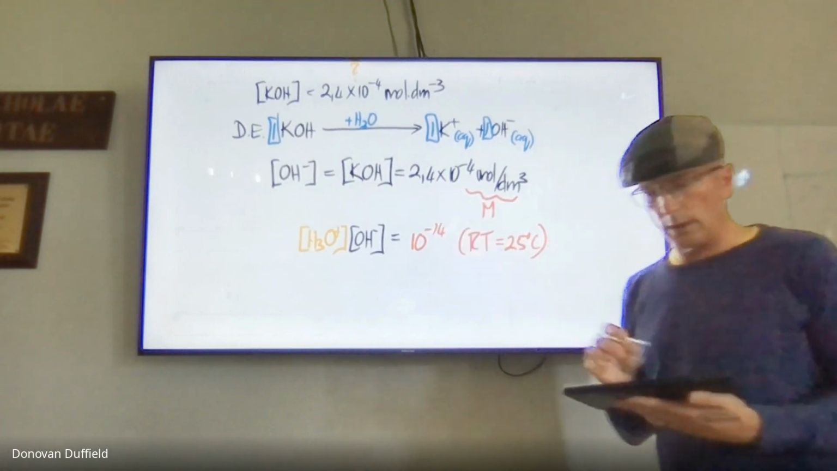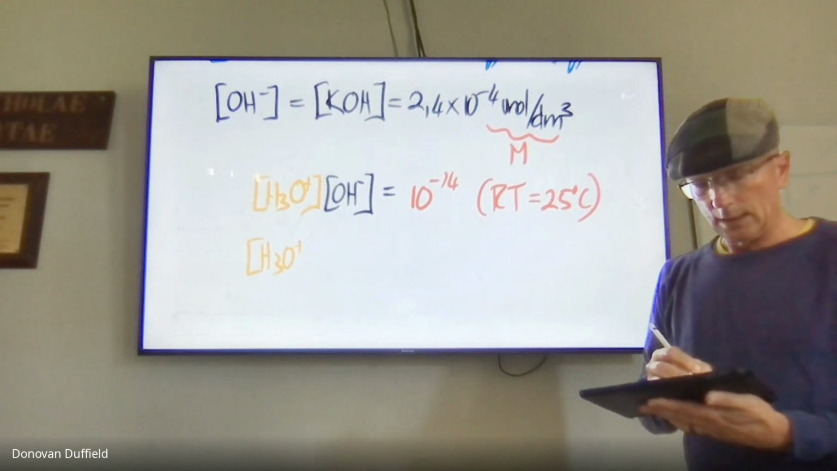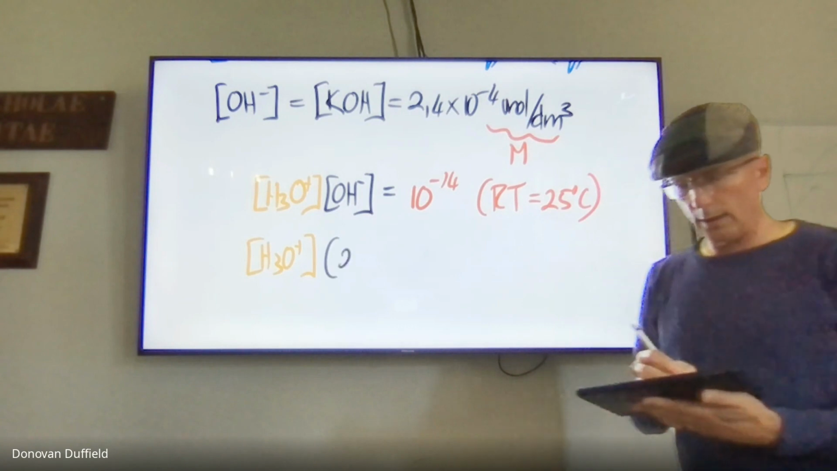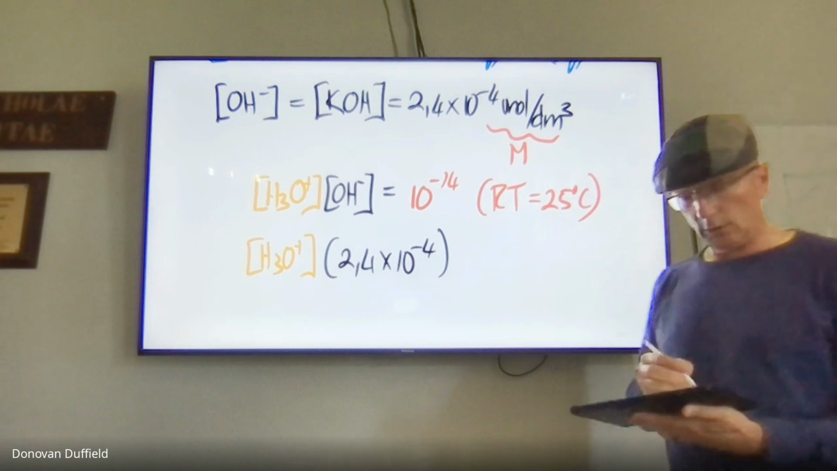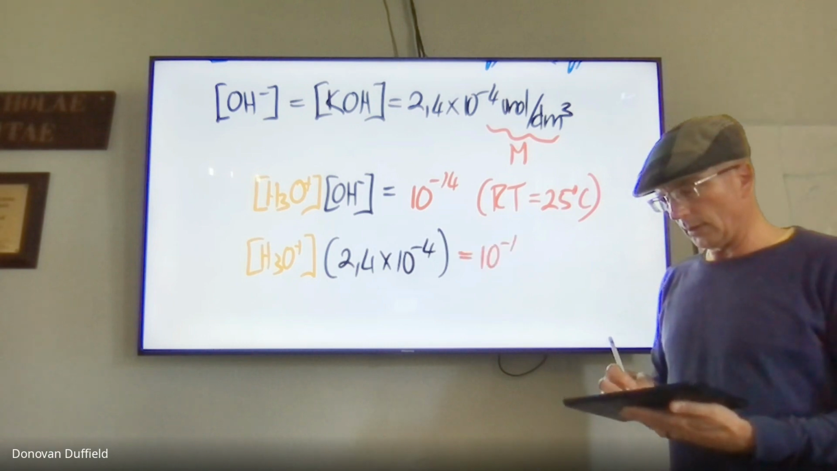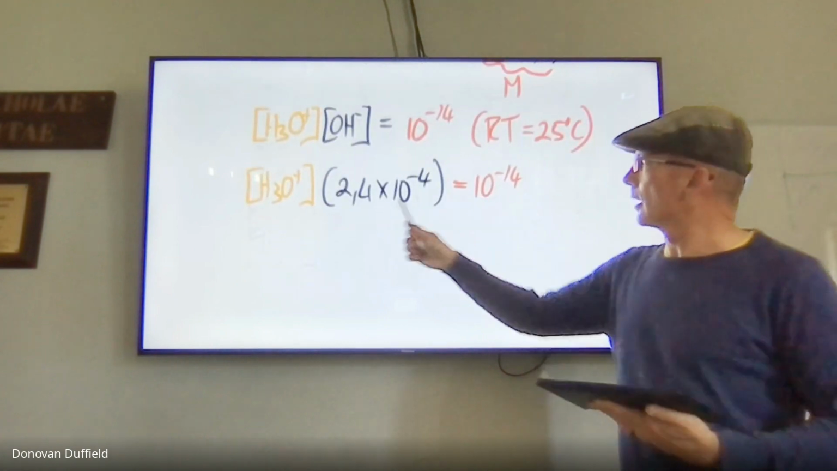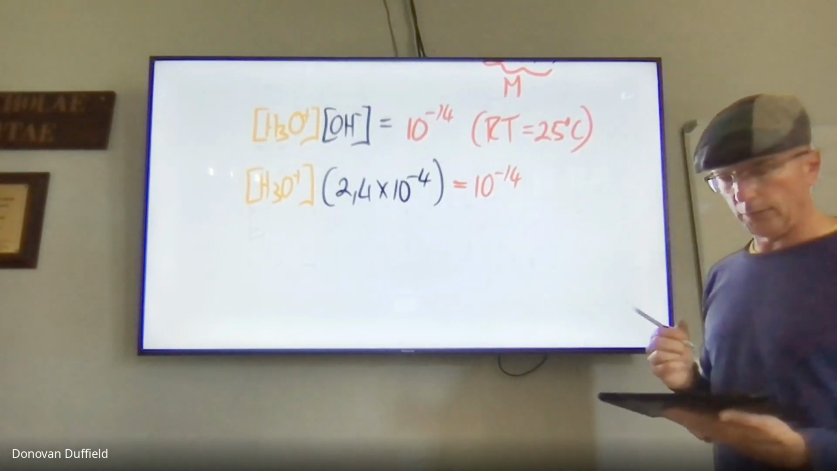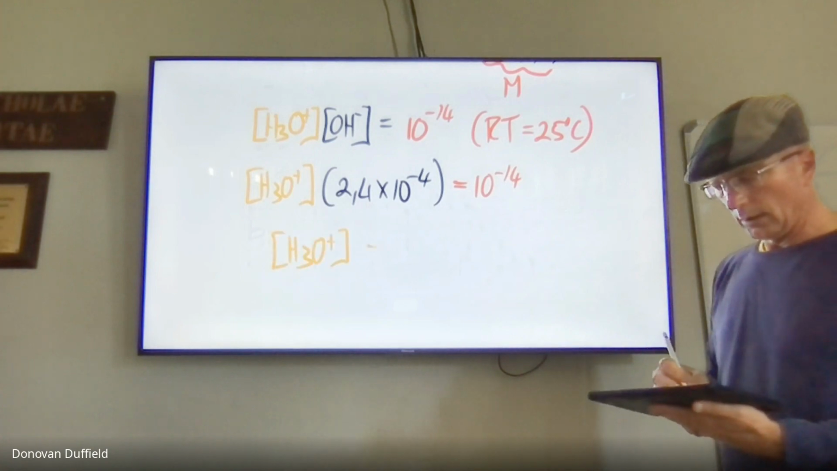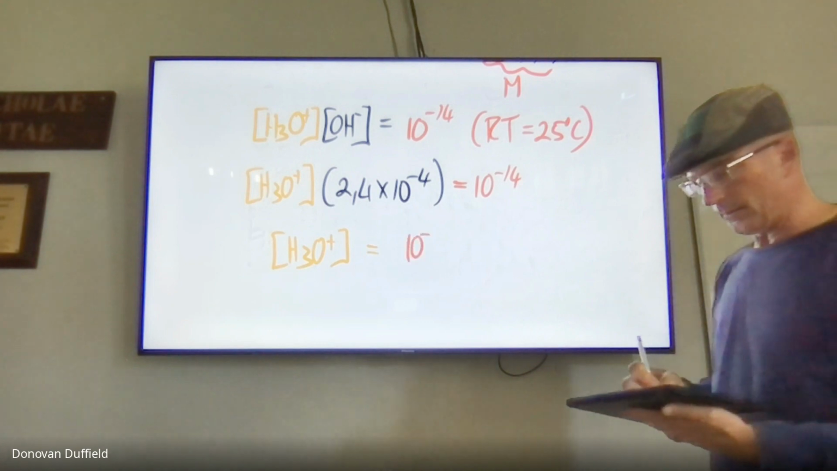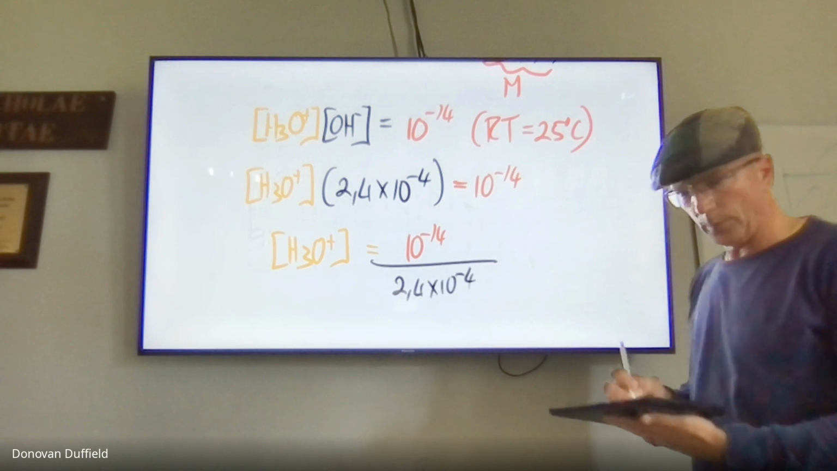We know what the hydroxide ion concentration is, so we can say the hydronium ion concentration multiplied by the hydroxide ion concentration, 2,4 times 10 to the negative 4 mole per cubic decimeter cubed, equals 10 to the negative 14. Right, so now we're going to divide both sides by 2,4 times 10 to the negative 4. And so that's going to give us the hydronium ion concentration, which is going to be 10 to the negative 14 divided by 2,4 times 10 to the negative 4.